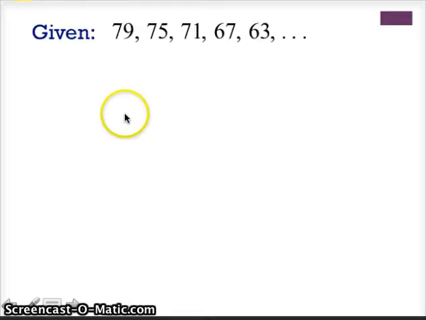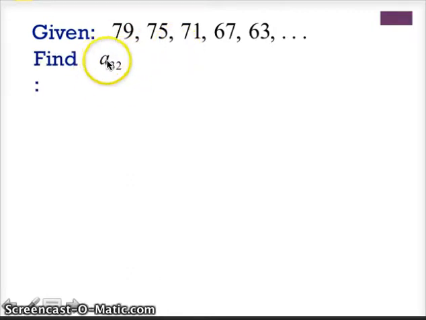So let's look at an example of this. Let's say that we're given a sequence like this, and the question to us is to find A of 32. So first of all, what does that mean? A of 32 means that they want us to find the 32nd term in the sequence. The first term here is 79, the second term is 75, the third term is 71. But what is the 32nd term way out here? That's what they want us to find.